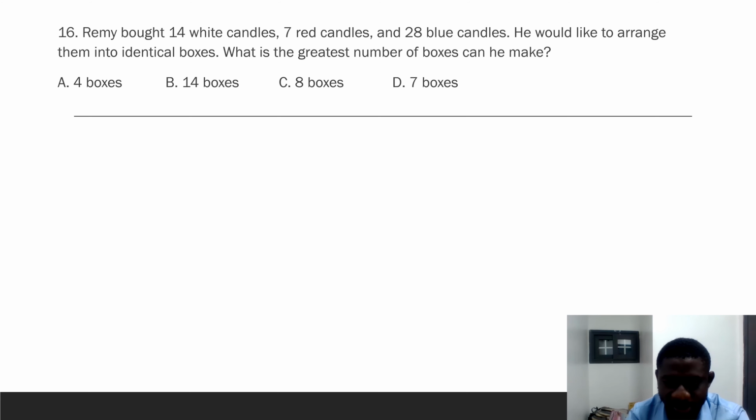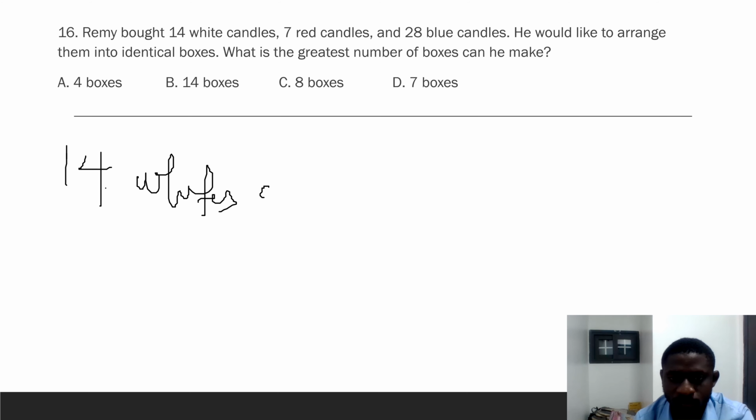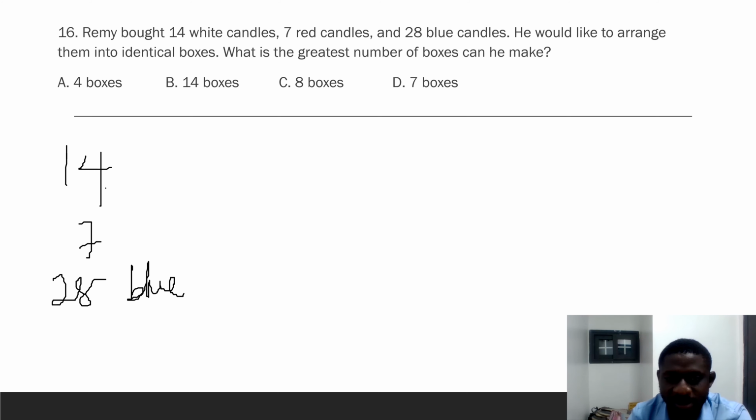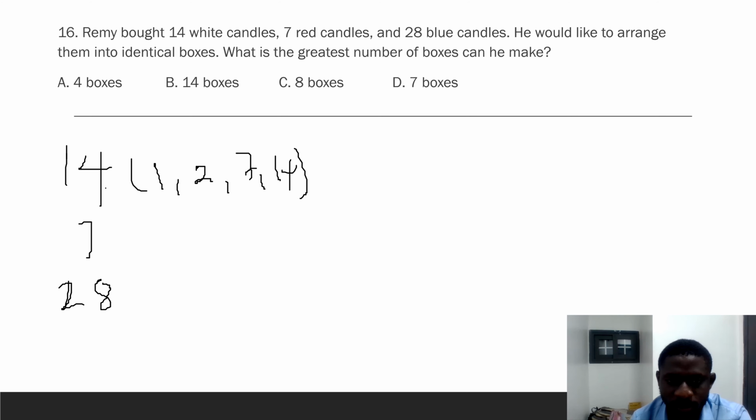Alright, so the next question, question number 16. Remy bought 14 white candles, 7 red and then 28 blue. She wants to arrange them in identical order. What is the greatest number? So let's find the factors of 14 first. For 14 we have 1, 2, 7 and 14 itself. For 7 we have only 1 and 7. For 28 we have 1, 2, 4, 7 and 28.